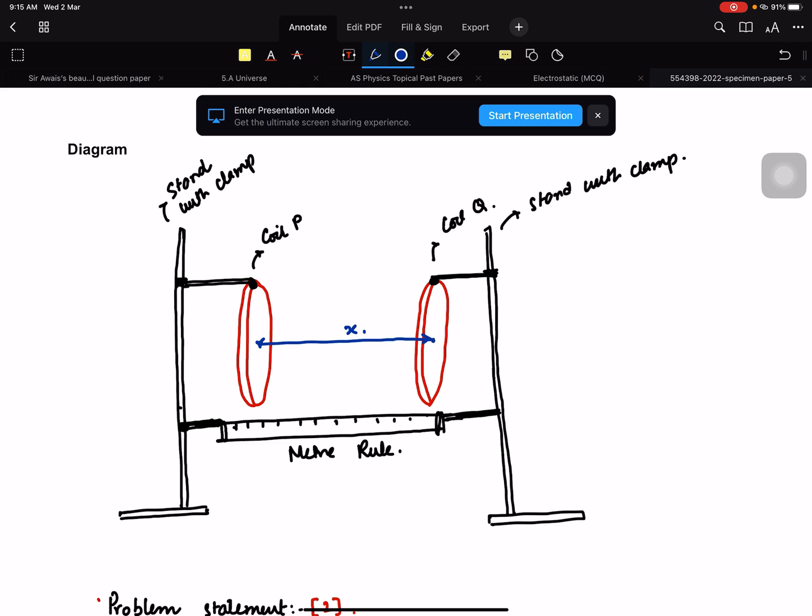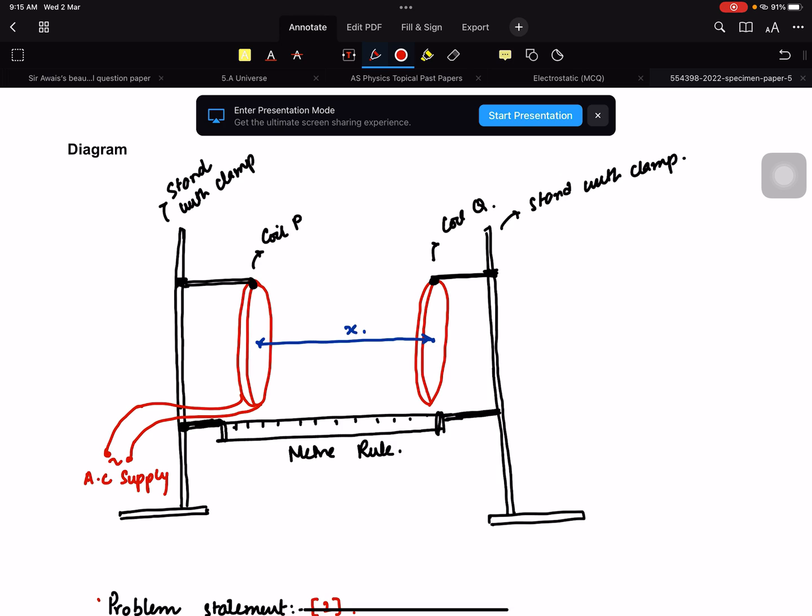Mark it X. Now the first coil, if you look at it, needs to be supplied with a variable supply. So I'm going to take two wires out of it, and then I'm going to connect a supply like this, an AC supply, because if it's not AC you can't connect it.